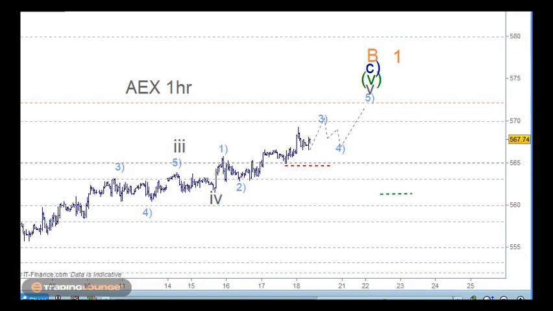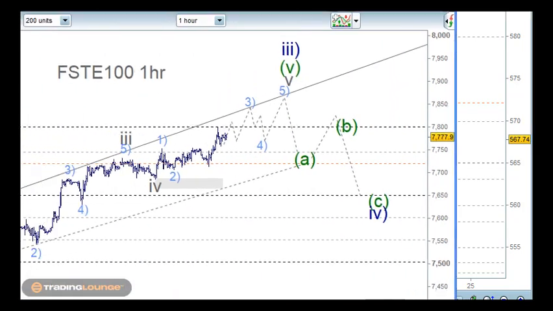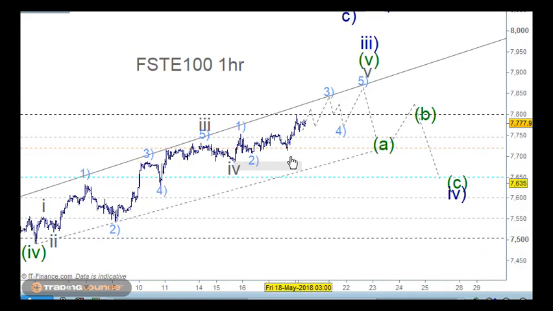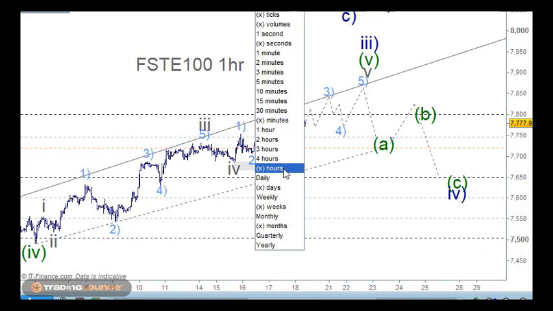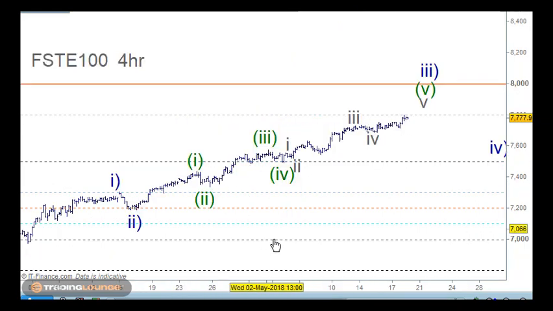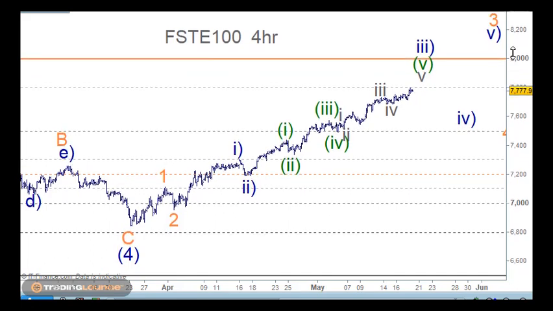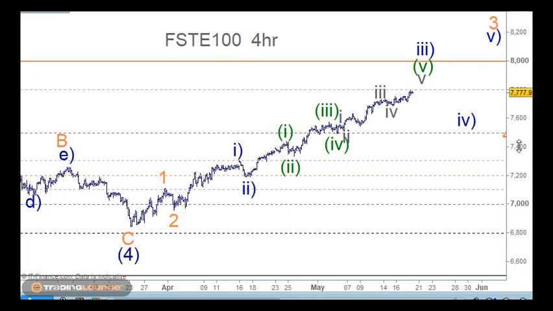Yeah, so that's where that is. And the FTSE here is different again, but I've always had more of a bullish count for this too. Okay, this is what we've been talking about. So, I mean, this is also possible for the other markets as well.